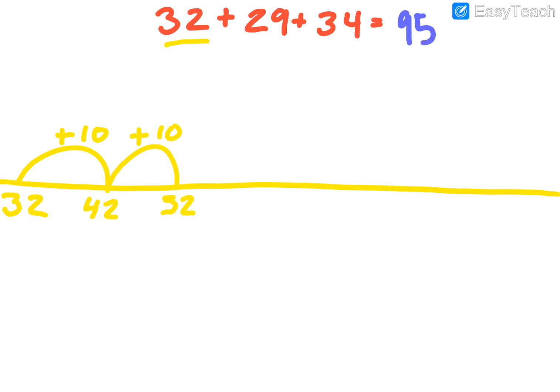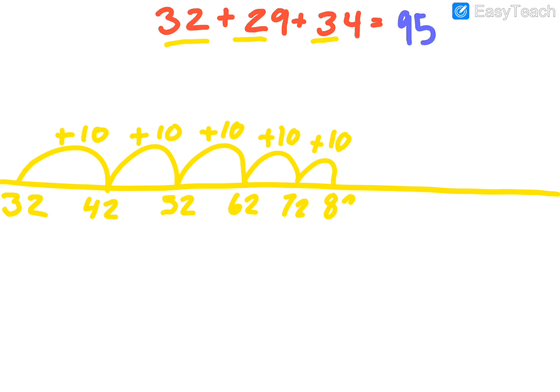That equals 52. Now that I've taken my tens from 29, I want to take my tens from 34 as well. So that means one more group of 10 here, 2 groups of 10, and 3 groups of 10. So now I've taken my tens from 29 and my tens from 34. I'm going to add all of my ones. So I'm going to add 9 ones from here. I'm going to add 4 ones from here.